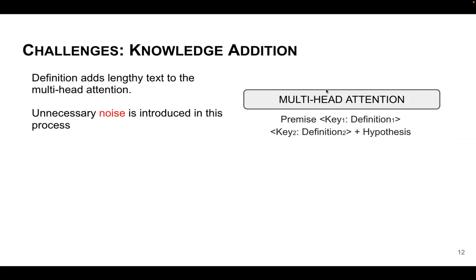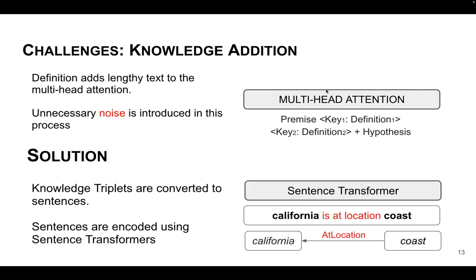So knowledge addition has its own challenges. The earlier model, as I told you, was adding definitions which are noisy, and they introduce lots of unnecessary tokens, and then they use multi-head attention over it, which further exaggerates the problem. Our solution is very simple. We separately embed the knowledge, and first we find the knowledge connection in the knowledge graph, as I showed in the last slide, which is basically California, at location, coast. So this is coming from the knowledge graph.